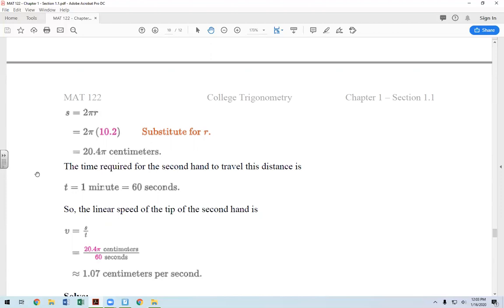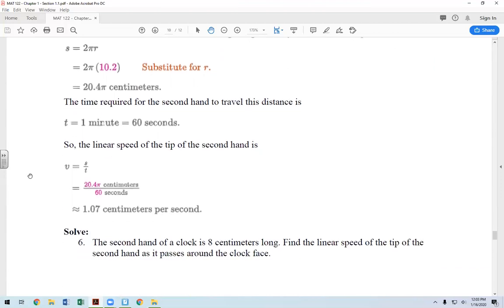The time required for the second hand to travel this distance: the second hand makes a whole revolution in a minute's time, so your time is going to be 1 minute or 60 seconds. Finding your linear speed is now taking that arc length, 20.4 pi, divided by your time, 60 seconds, and you've got your linear speed. So in each second, that second hand is covering 1.07 centimeters for this particular clock.